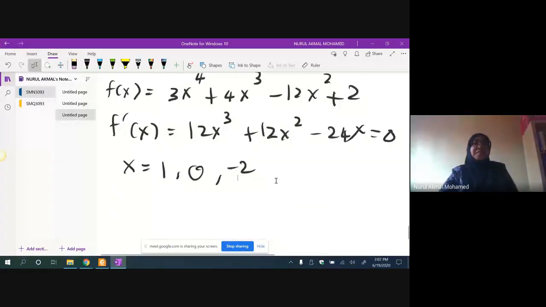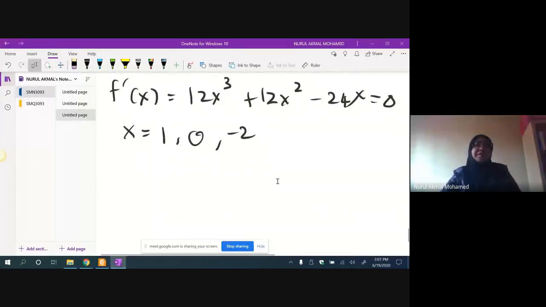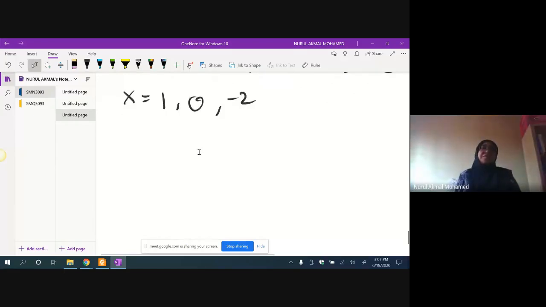And then you decide. You use the first derivative test. For the first derivative test, firstly you have to decide the interval. So you decide the interval for x. The minimum points from the 3 will be -2, and then after that 0 and 1. So that is how you write the sequence of the points.